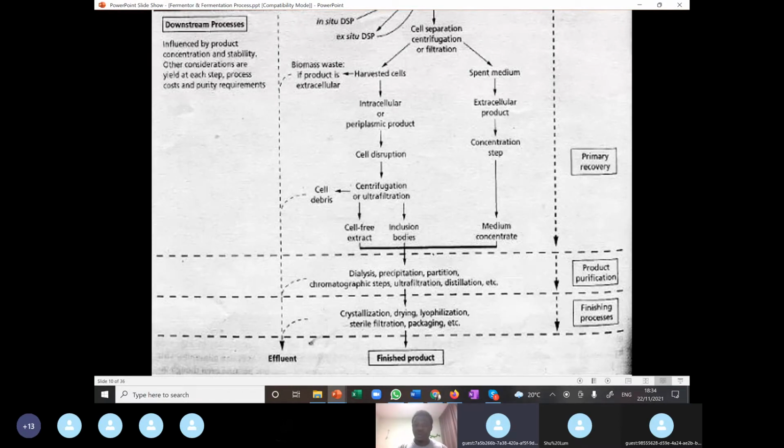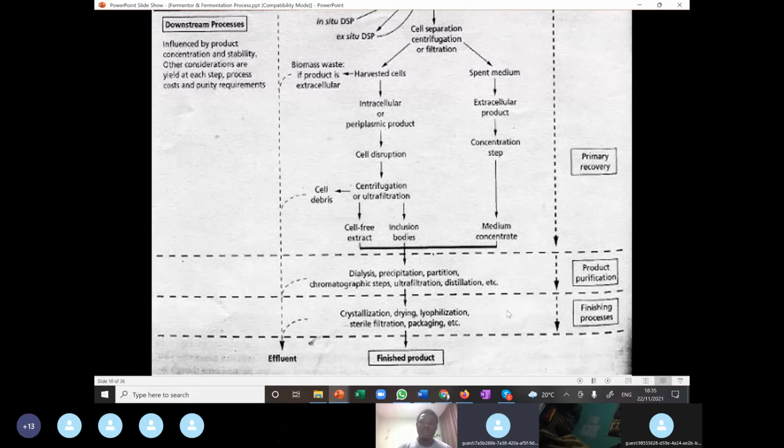It's no longer an issue here. We all have it now in the same liquid. So how do we separate the end product now from that liquid? We could use dialysis, precipitation, partitioning, chromatography, ultrafiltration, distillation, and so on. Any of these techniques are employed to separate the end product from the solution in which they are formed.